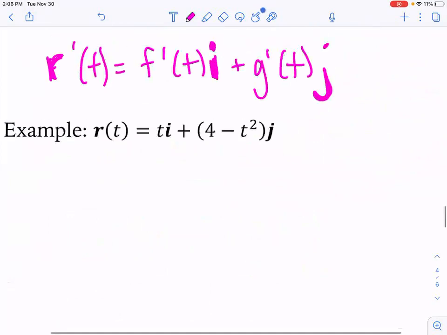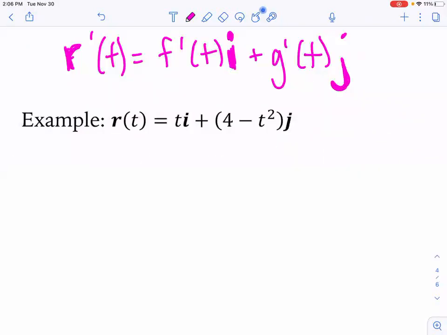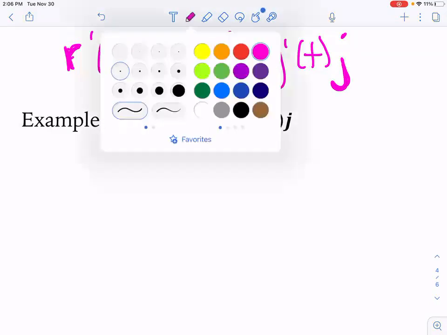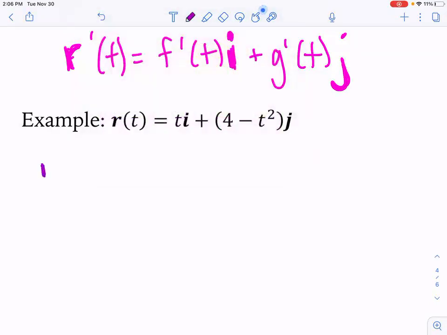Okay, so here is our example. Write it down, find the derivative, compare it to a neighbor.